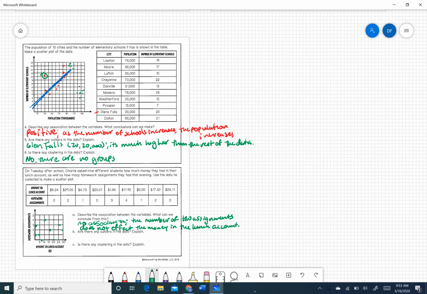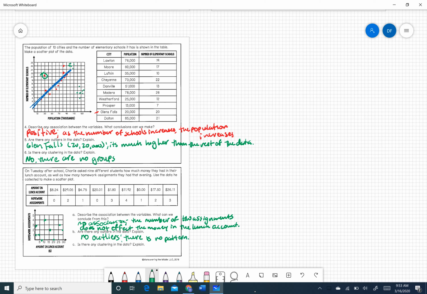Right? So there's not really a correlation between them. There's not really one affecting the other. The number of homework assignments or the amount of money that you have does not affect the homework assignments or vice versa, right? So we're looking for any outliers in the data, and with the data being all over the place and there's not really an association, we can say that there's no outliers, because there's no pattern.